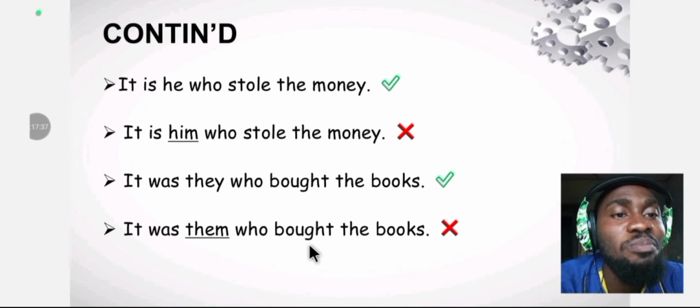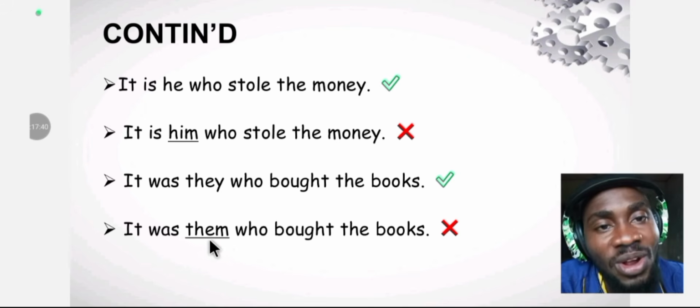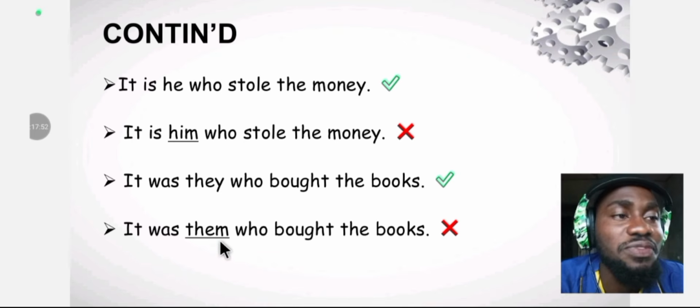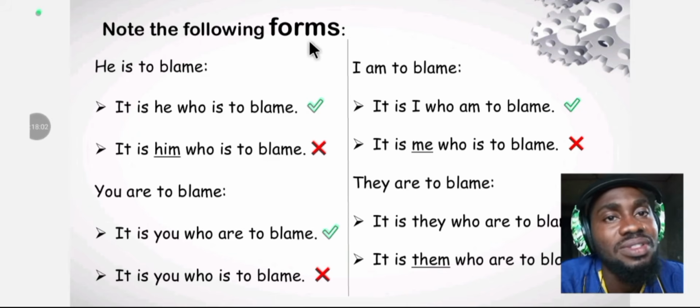It was them who bought the books. Wrong. Why is the statement wrong? Was is also part of the family of verbs that do not take objects, and them here is an object form of a personal pronoun. Moving over to the next. Note the following forms.